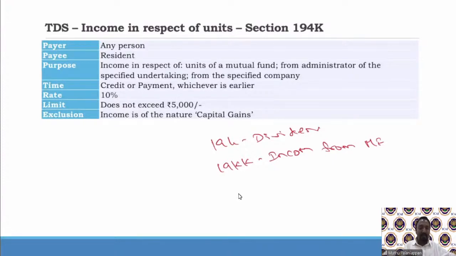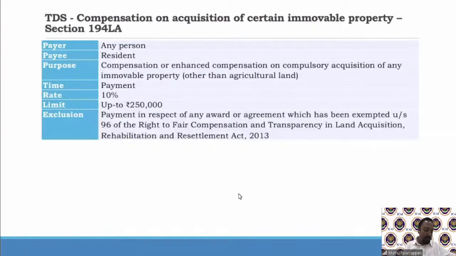Whatever is the income other than the sale of mutual fund is covered in capital gain, so it is excluded here. Whatever income a person receives from mutual funds, such income will be taxable at 10% and it is not applicable if that income is less than 5,000. Similar to your dividend provision, if there is income received from mutual fund, it is tax deductible under 194K at 10% if the amount exceeds 5,000. So that is 194K. And then you have 194LA.